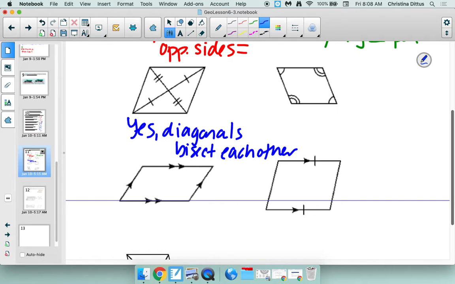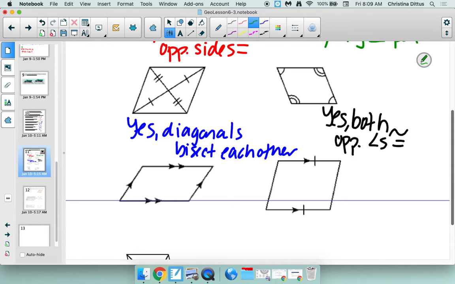Alright, how about this next one? What do we think? Yeah, because now we have both pairs of opposite angles that are congruent. So does that difference make sense between those two? So you need both of them in order to say that they are congruent.